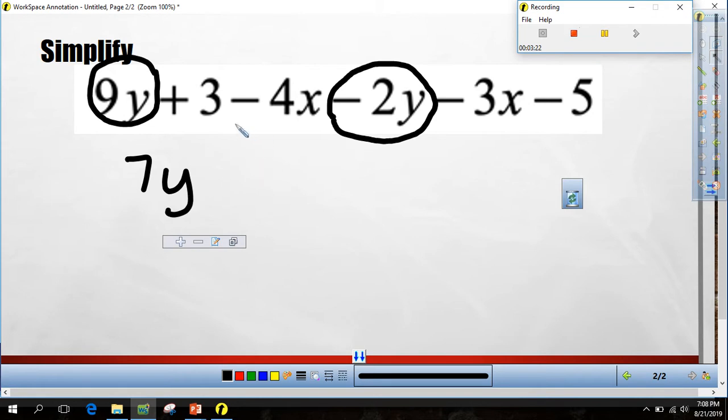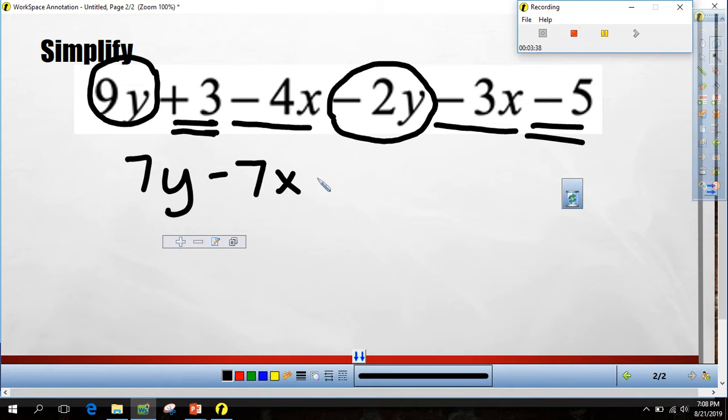Let's move to my x's. I have a minus 4x and a minus 3x. When I combine them together, that gives me a negative 7x. And then I have a plus 3 and a minus 5. That gives me a negative 2. So in simplest form, this is 7y minus 7x minus 2. Keep in mind that we like to mark each of these. That way we know, looking at our problem, we have dealt with every individual piece. We didn't leave anything out.